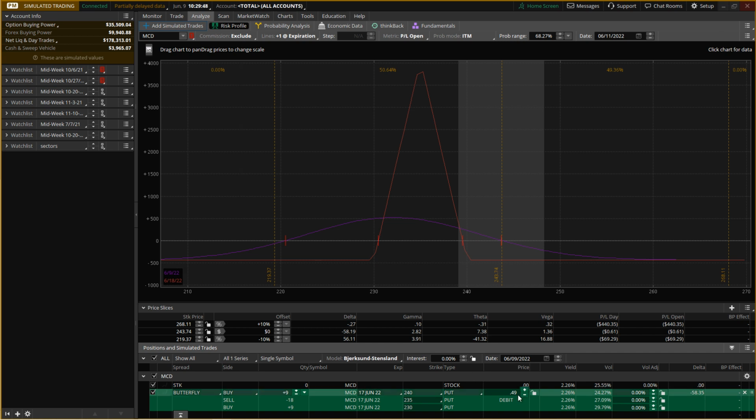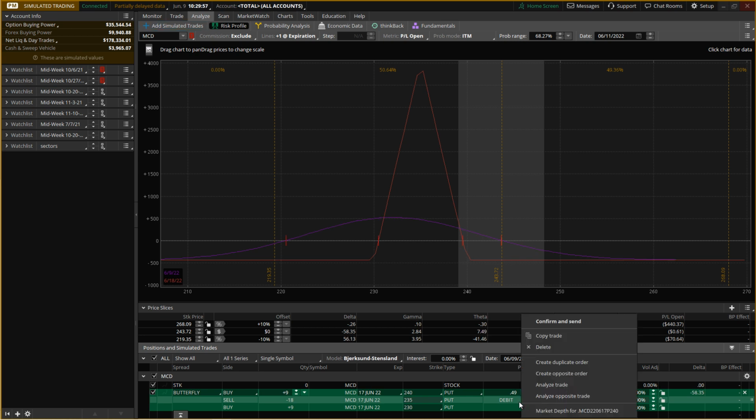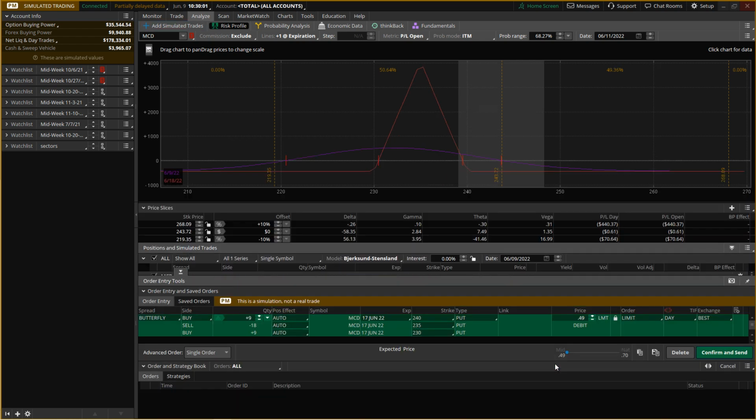And look at that. It's actually gone down a little bit, which probably shows me the market is moving a little bit higher. I still trust it. I still like it. Now, what I like about this is all I have to do is right-click and go to create duplicate order, and this puts it into the queue. And now I can play with it.